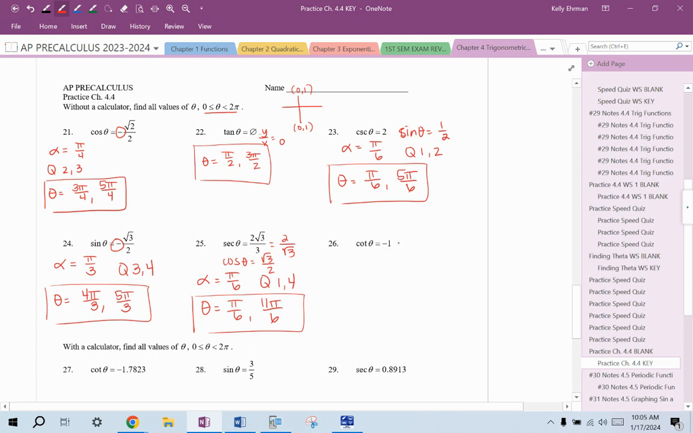Cotangent's equal to negative 1. Now tangent and cotangent, we just did a speed quiz. They're equal to 1 because you got radical 2 over 2 over radical 2 over 2. So the reference angle is pi over 4. Cotangent's negative in quadrants 2 and 4. So your answers for theta are quadrant 2, it's 3 pi over 4, and quadrant 4, it's 7 pi over 4.